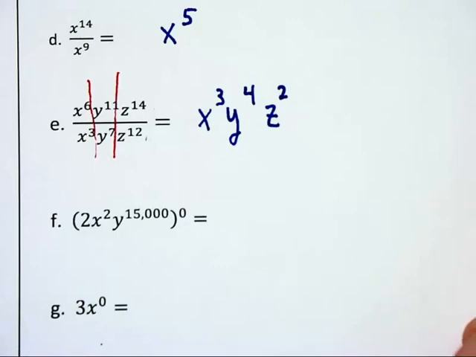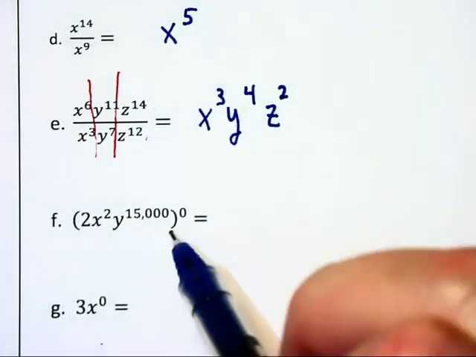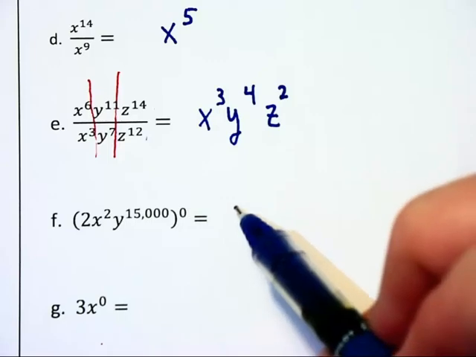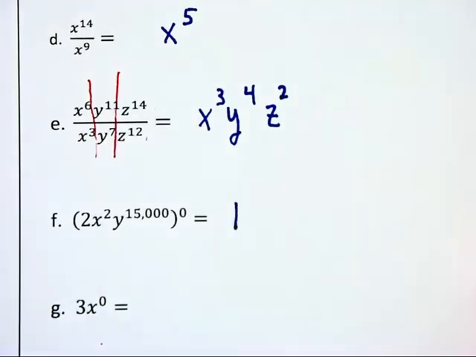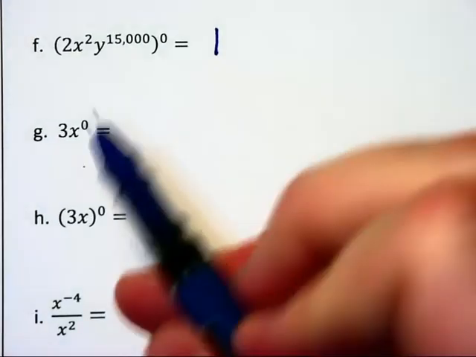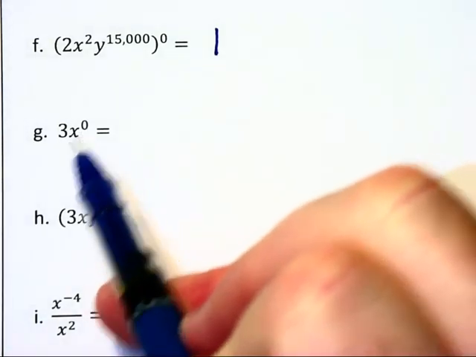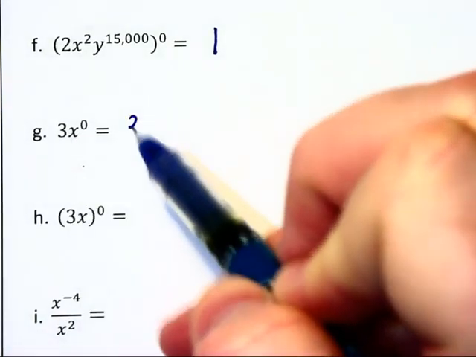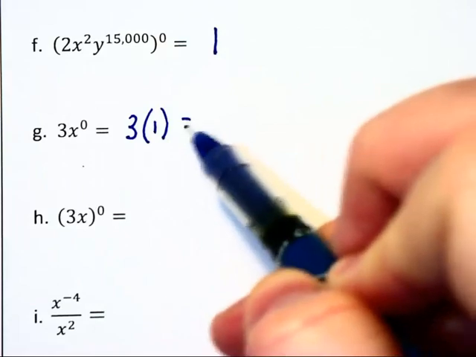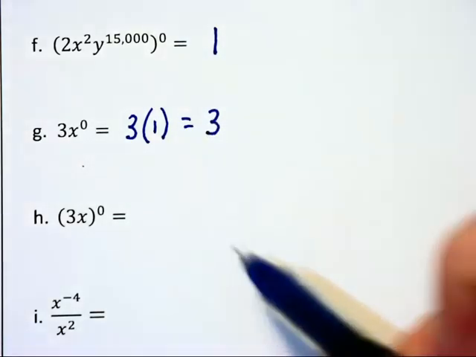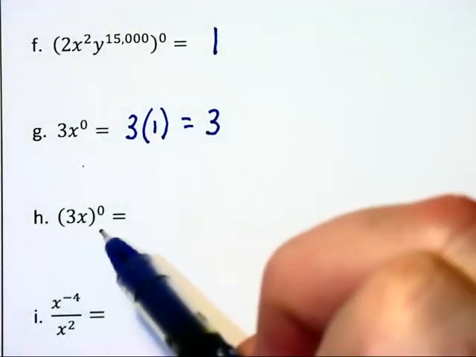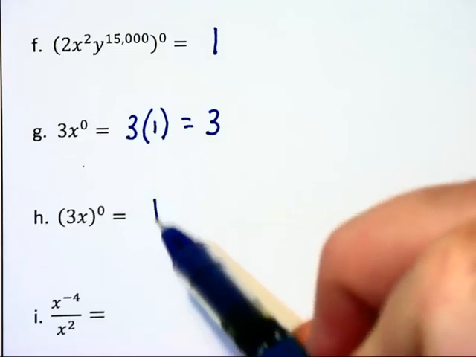In this next problem, problem F, you have all of this to the 0 power, so by definition its value is 1. And in part G, notice that the 0 only applies to x, so you have 3 times 1 equaling 3, whereas in problem H, all of it is to a power of 0, giving you 1.